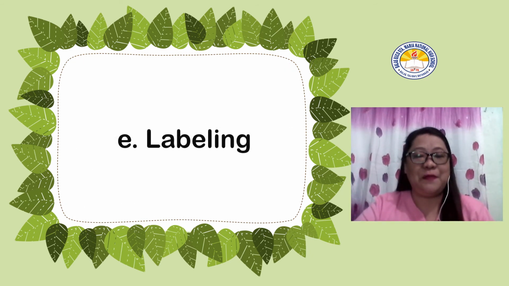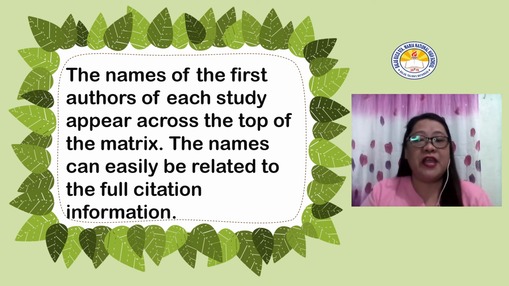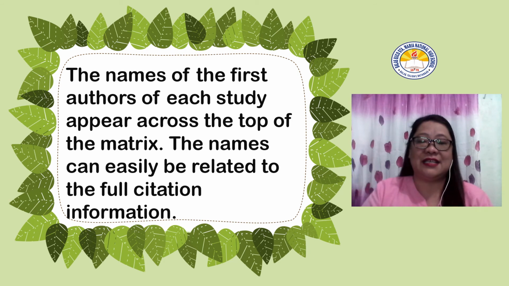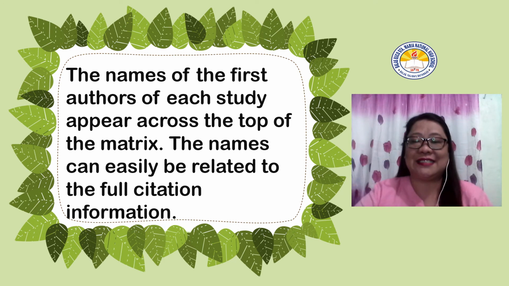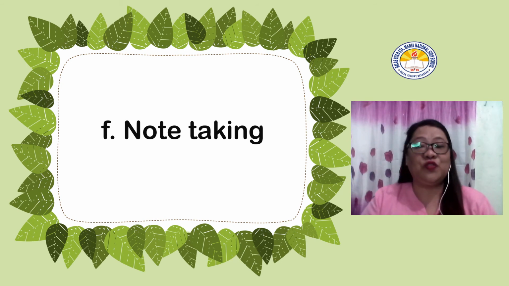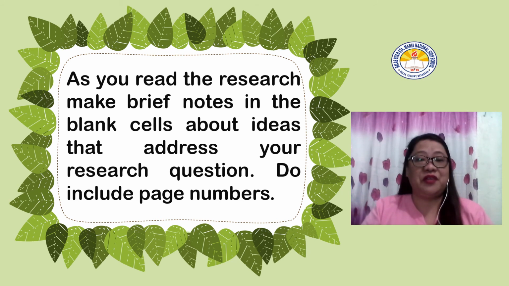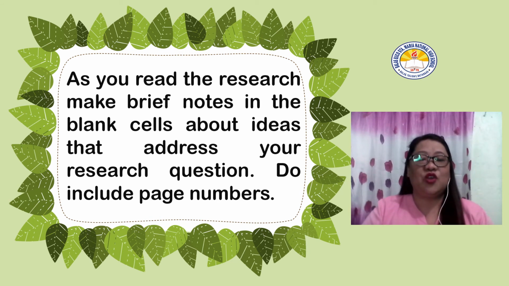Letter E is labeling. The names of the first authors of each study appear across the top of the matrix. The names can easily be related to the full citation information. Letter F, note-taking. As you read the research, make brief notes in the blank cells about ideas that address your research question. Do include page numbers.